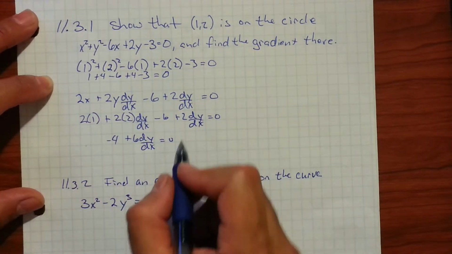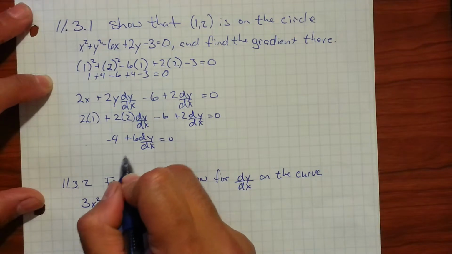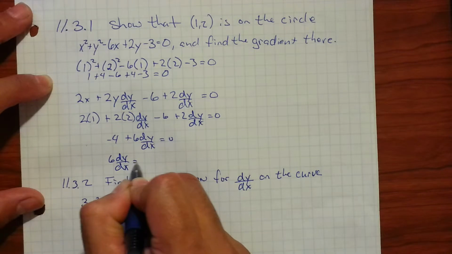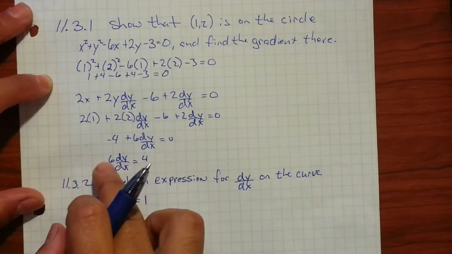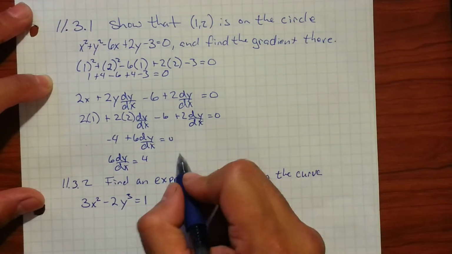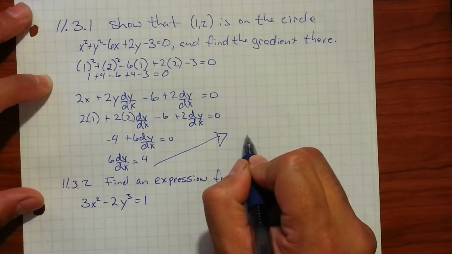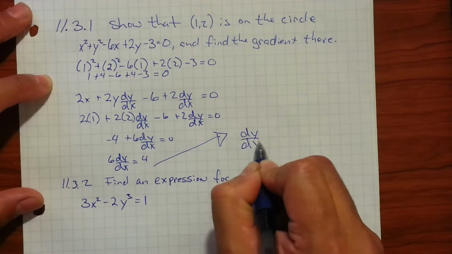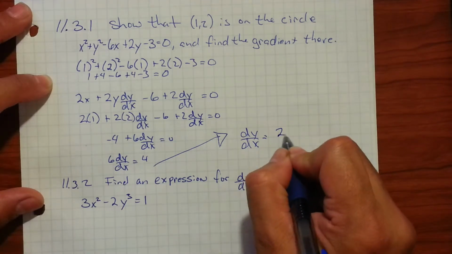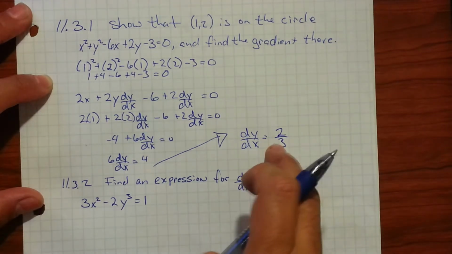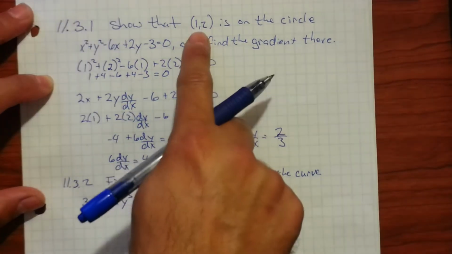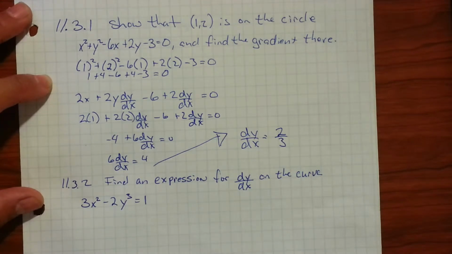Move that to the other side, and I would get 6 dy/dx is equal to a positive 4. Divide both sides by 6 to get my dy/dx by itself, so dy/dx is equal to 4 divided by 6, which is 2 over 3. So my slope is my derivative at that point. I take the derivative, I plug in my point, and that gives me the slope right there.